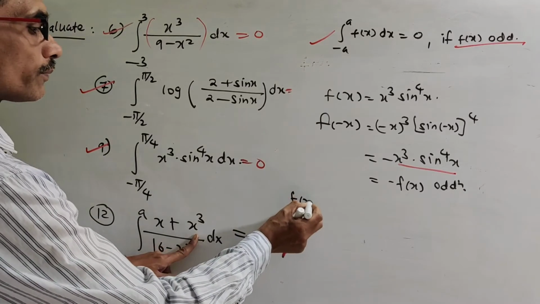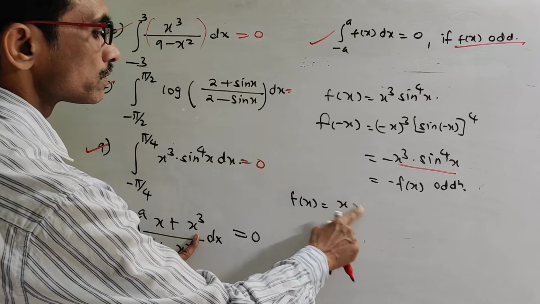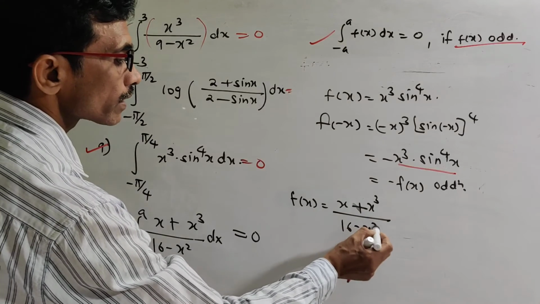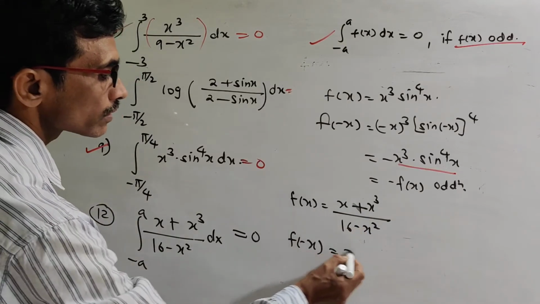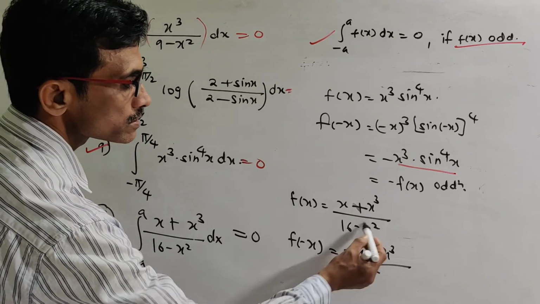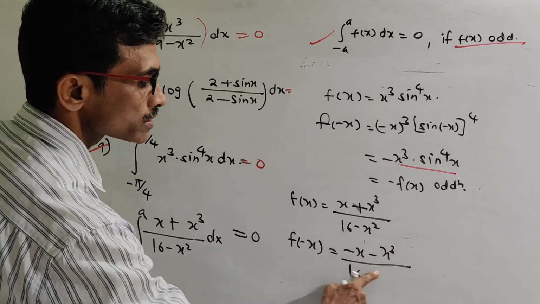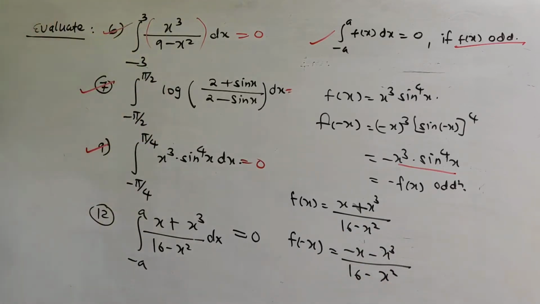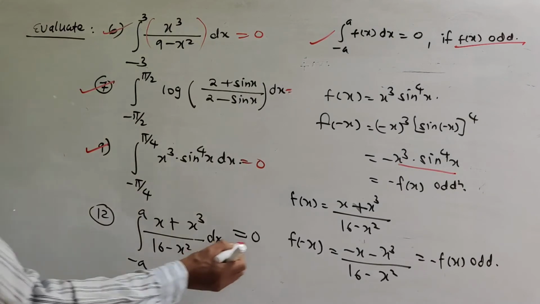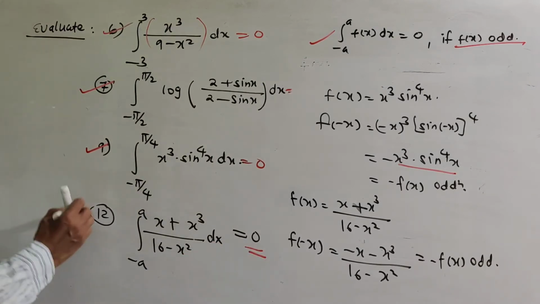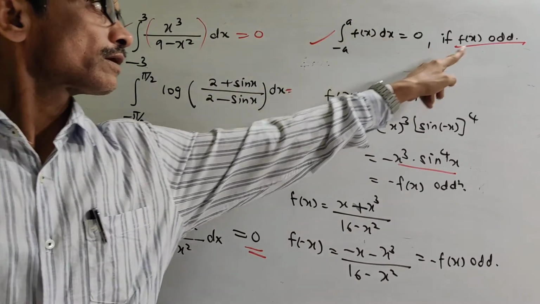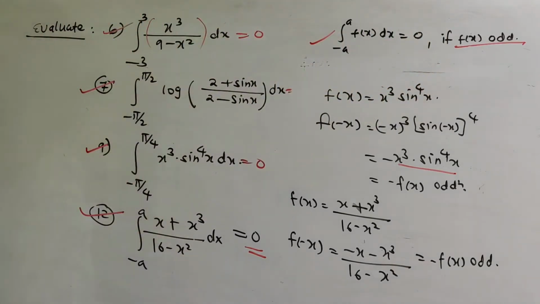See here f(x) is equal to x plus x cube upon 16 minus x square. So f of minus x is what? Minus x, and this will be minus x cube upon 16 minus of minus x whole square, that is x square. So clearly it is minus f(x). So odd function. So the value of this integral is also equal to 0. So the value of all these integrals is equal to 0 because it follows this minus a to plus a f(x) dx, and f(x) is what? Odd function. So the value of this integral is 0.